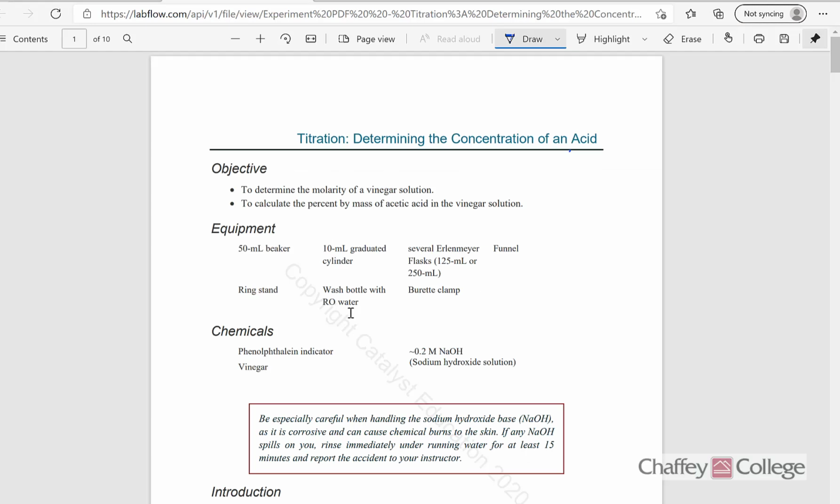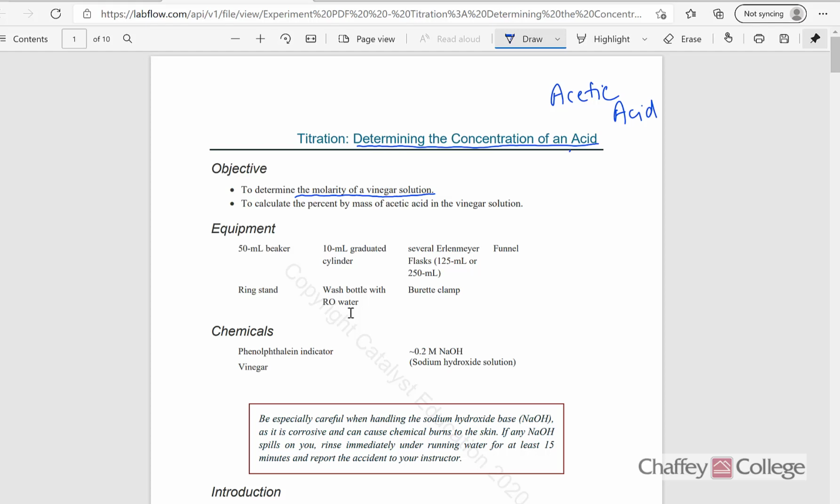In this week's experiment, we are going to determine the concentration of an acid with the help of a titration experiment. The acid which we are going to use today is acetic acid, and this acid is present in vinegar. So the objective of today's experiment is to determine the molarity of vinegar solution.